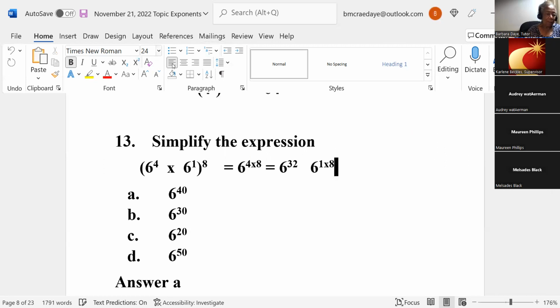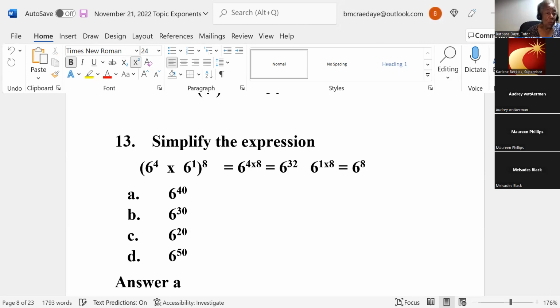That would be, you're saying that 8 times 1, you're saying? No, 6 to the power of 1 times 8. Multiply 1 times 8. What do you get? 1 times 8 is 8. So then that would just be 8, right? So we put the 8 power.